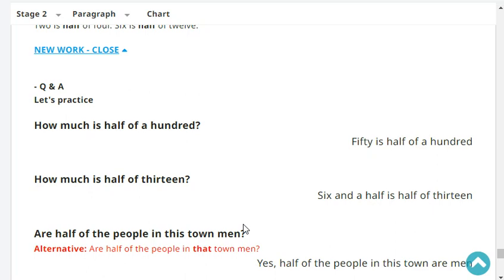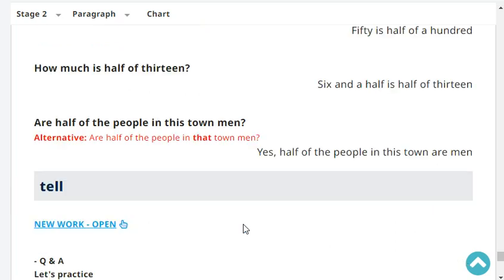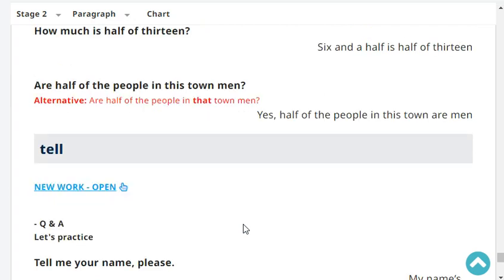Are half of the people in your town men? Yes or no? Yes, half of the people in my town are men. Very good.